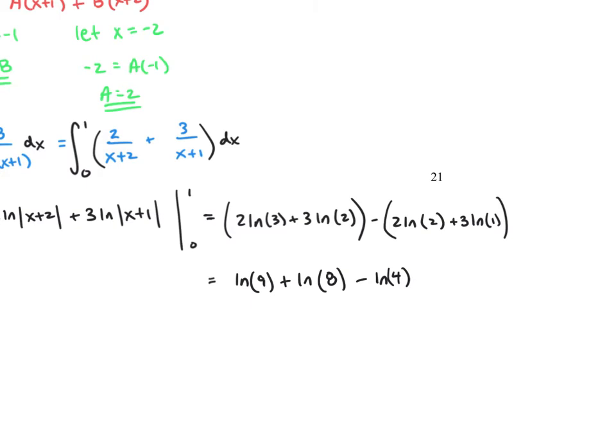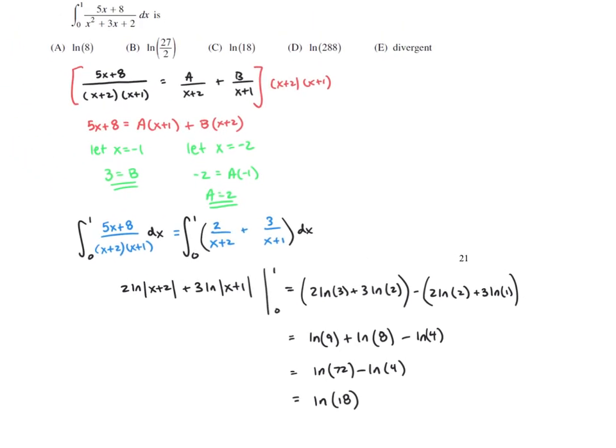And so now we're going to just combine. Remember, if you add logarithms like this that have the same base, you multiply the argument. And then we had this in the last problem, you divide. And so what we get is the natural log of 18, which is option C. All right, let's move on to the next page.